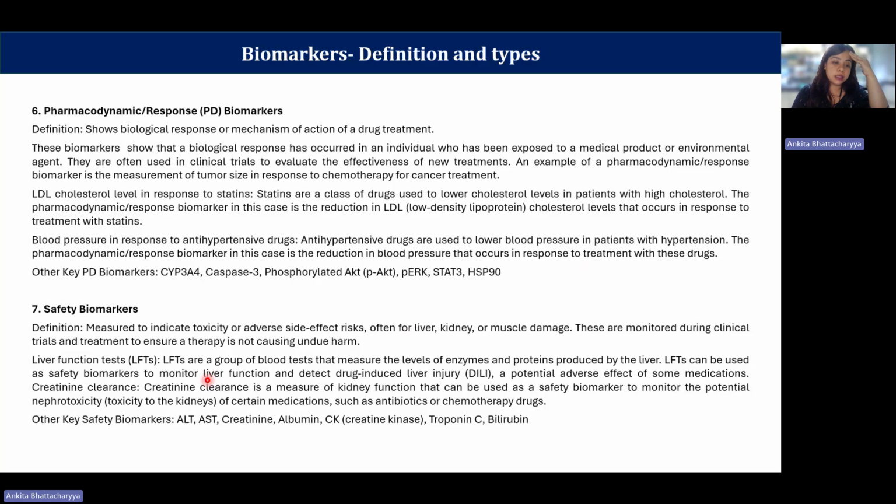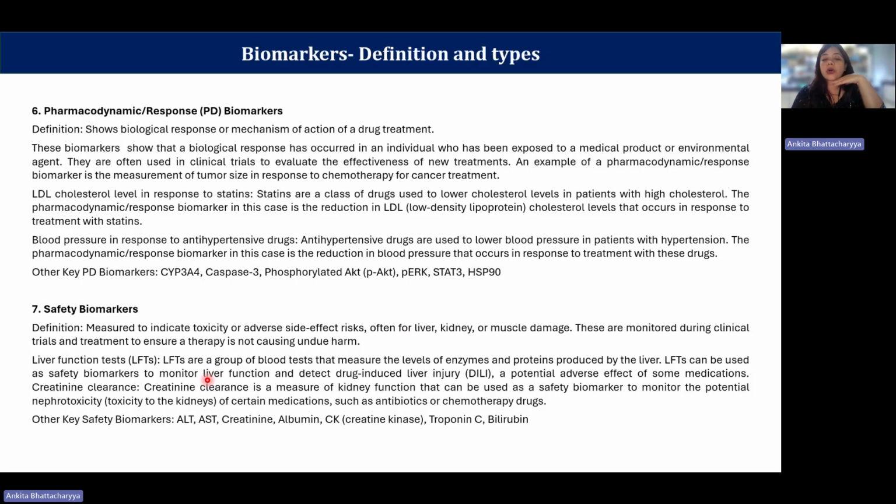And there are other key safety biomarkers as well, which include ALT, a test which is often carried out in association with the LFT test. You have AST, creatine, albumin, which are probably included under LFT itself. I cannot recollect at the moment.